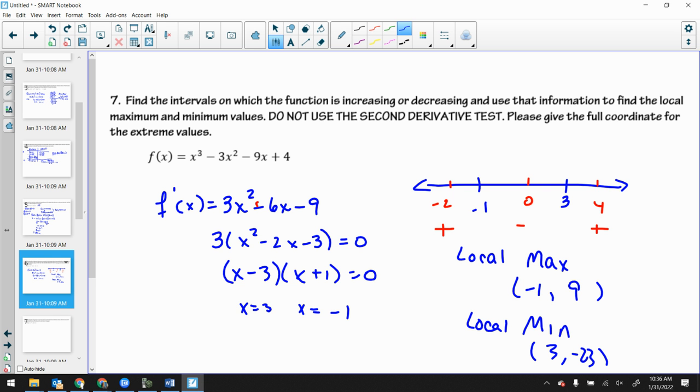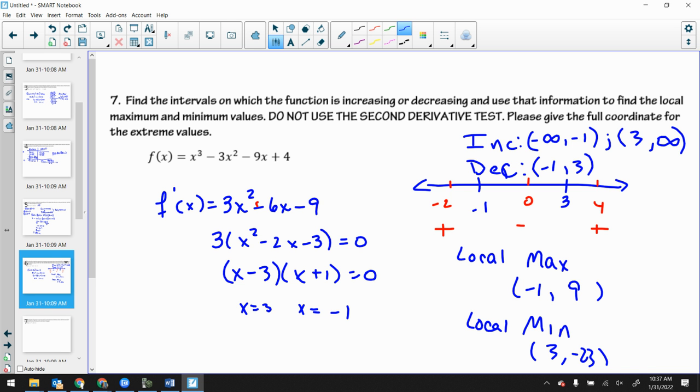If I say find the intervals where it's increasing or decreasing, I would say that this is increasing on the interval negative infinity to negative 1, and then again from 3 to infinity. Remember, go to your critical values. Don't use your testing ones that you just picked out of thin air. Decreasing would be from negative 1 to 3.